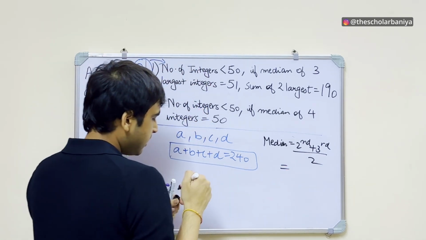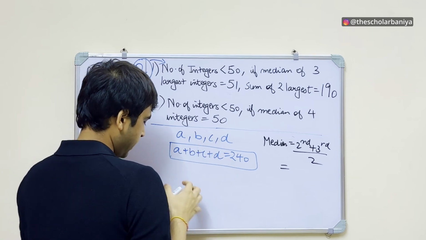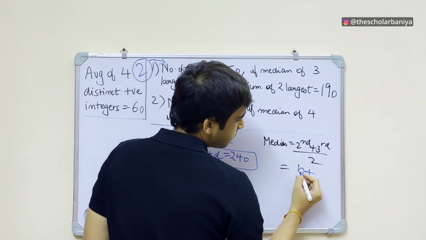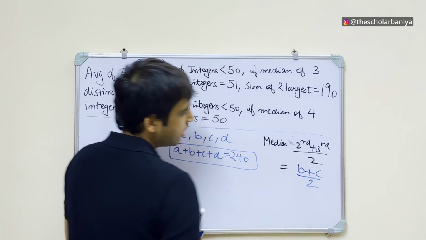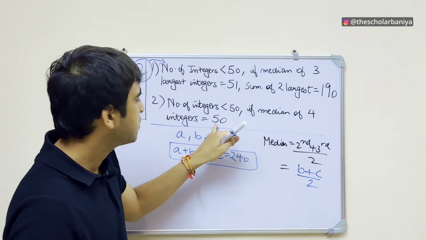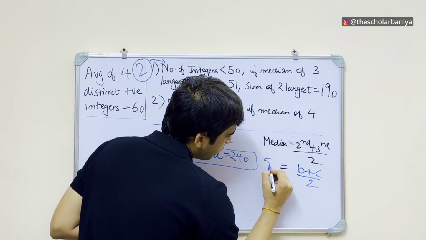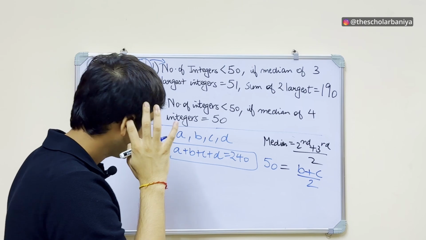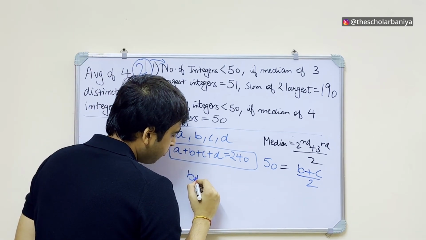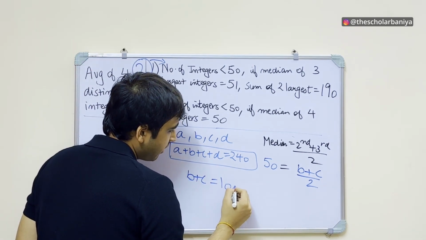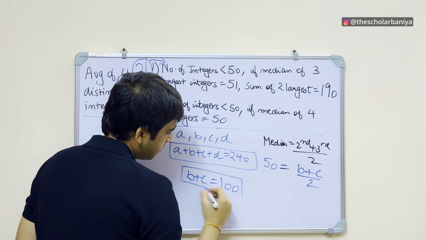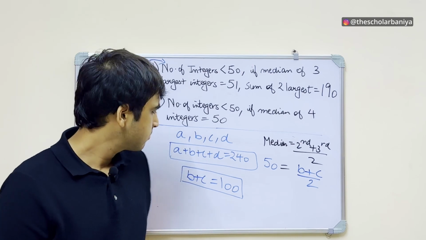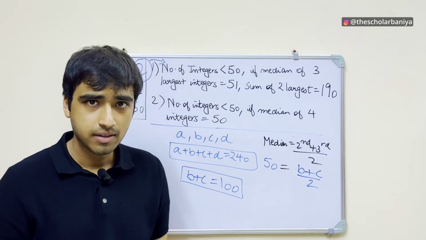So what is the second term? The second term is B, plus the third term C, upon 2. And what is the median? The median of the four integers is 50. I hope this is absolutely clear. That means the value of B plus C is equal to what? 100. The value of B plus C turns out to be 100. I hope this is very clear.